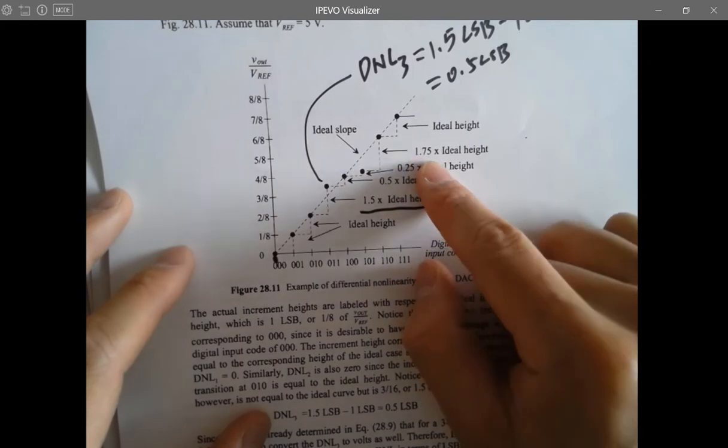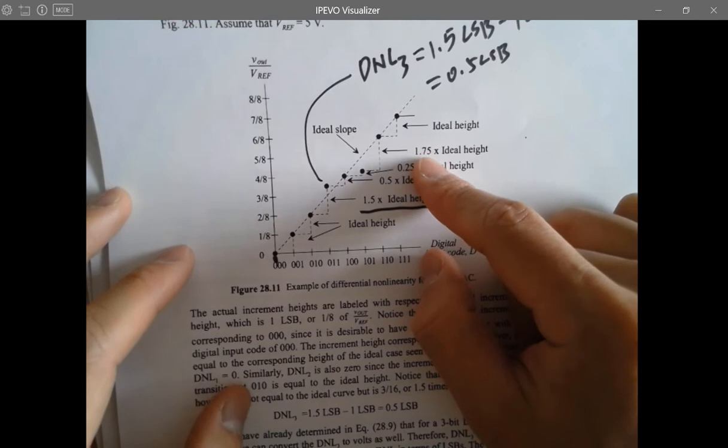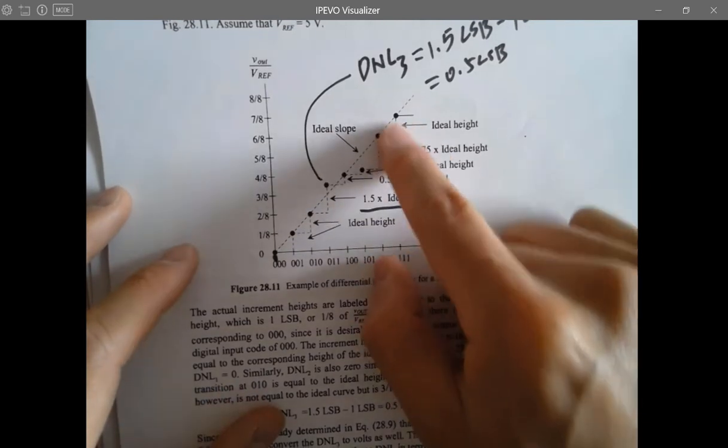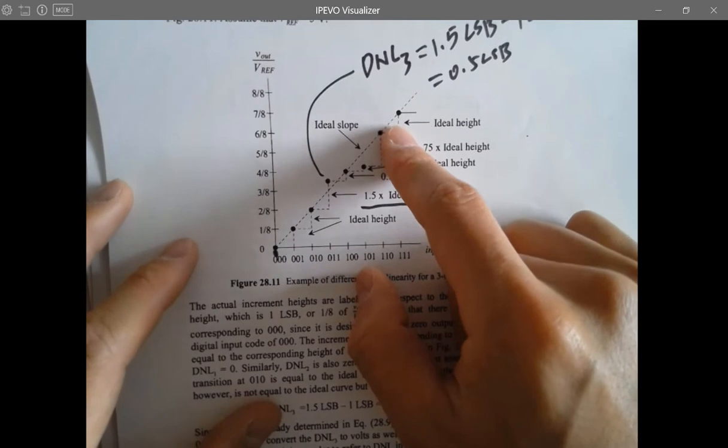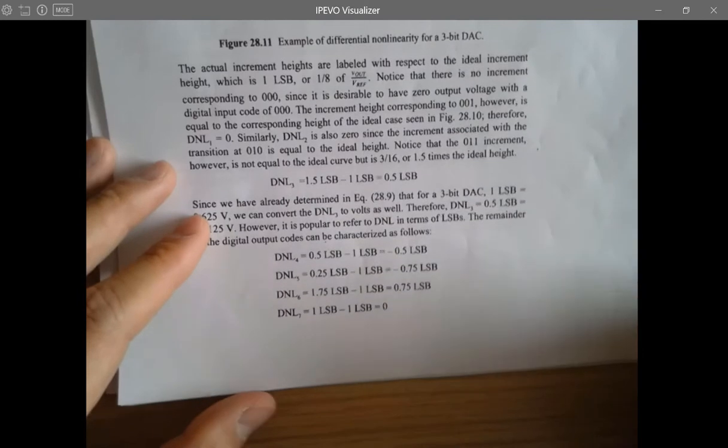Here is 1.75 LSB minus 1 LSB, which is 0.75 LSB for DNL6. And here's the ideal height. So there's nothing wrong with this guy. So you can see all these listed calculations for all the DNLs.